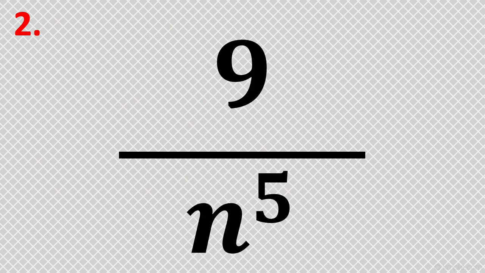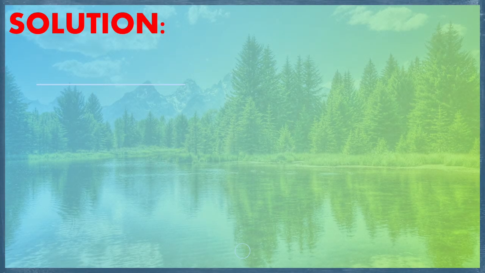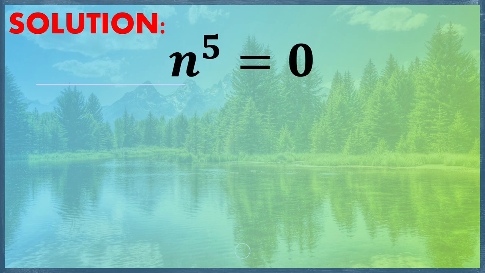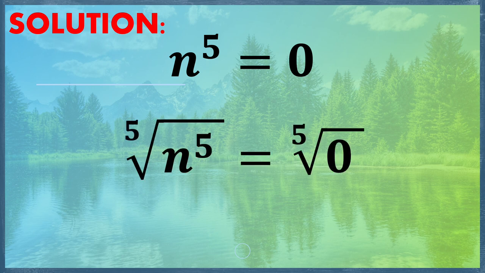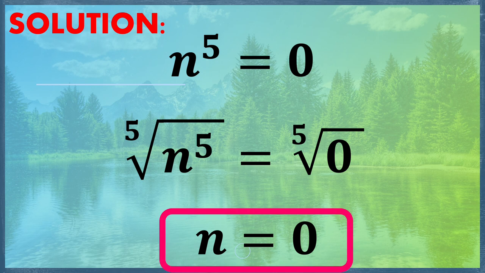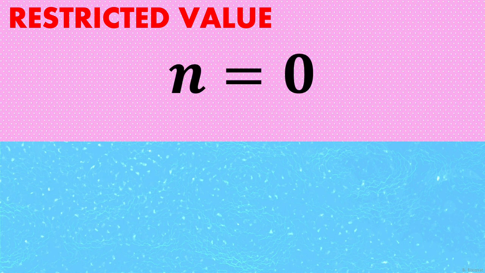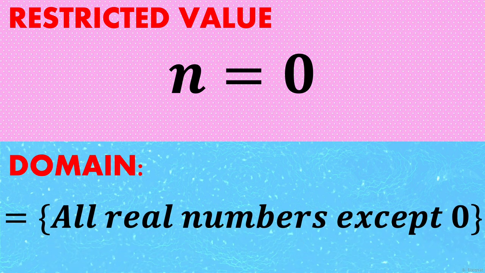Second example, 9 over n to the 5th power. So dito, ano kaya yung magiging restricted value natin for variable n? So, iset natin yung ating denominator na n to the 5th bilang 0. So kapag sinimplify natin, kasi step number 2, isisimplify natin. So ano ba yung 5th root ng n to the 5th? Kung ano yung ginawa mo sa left side ng equal sign, ganun din dapat sa right side. So, ang 5th root ng 0 ay 0. So, sa madaling sabi, 0 to the 5th ay 0. So, ang restricted value natin ay 0. So, ang domain natin is all real numbers except 0. So, lahat ng numbers pwede maliban kay 0.